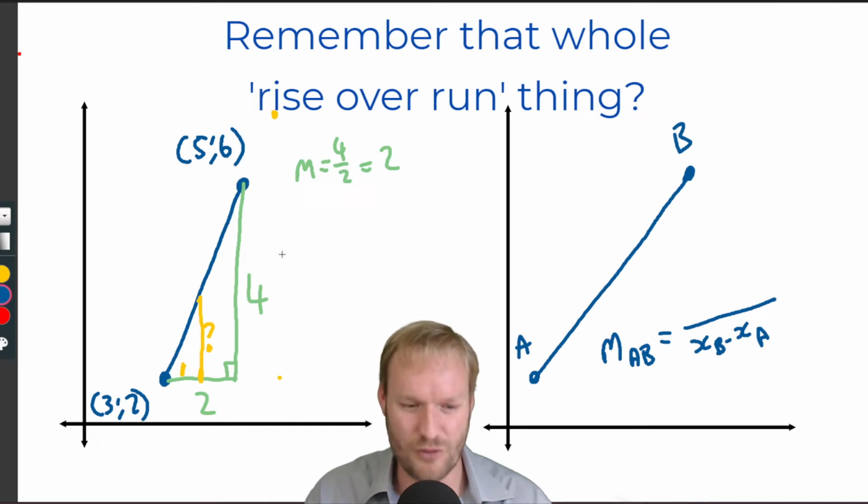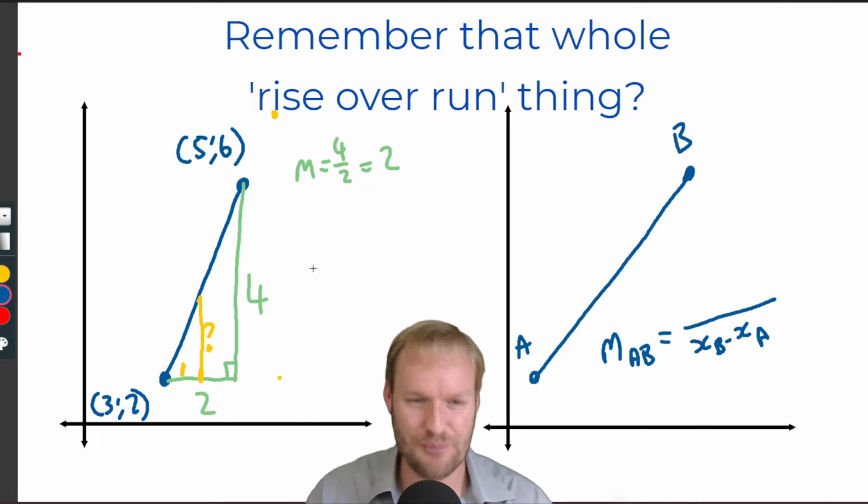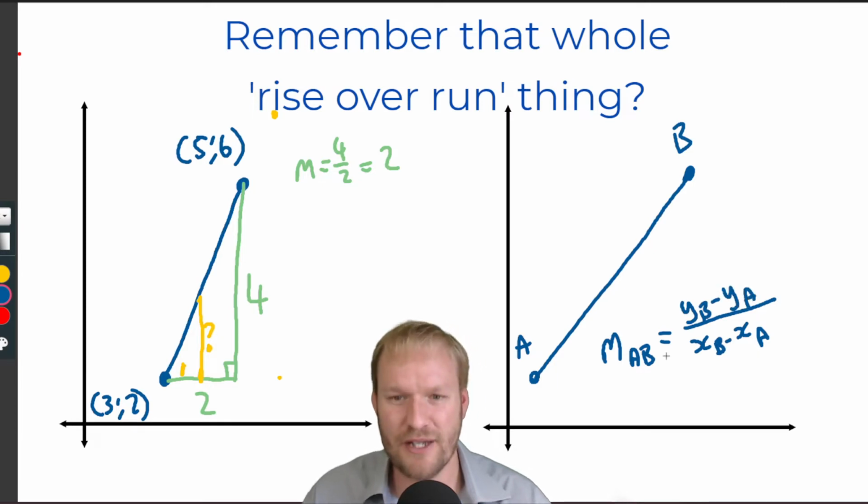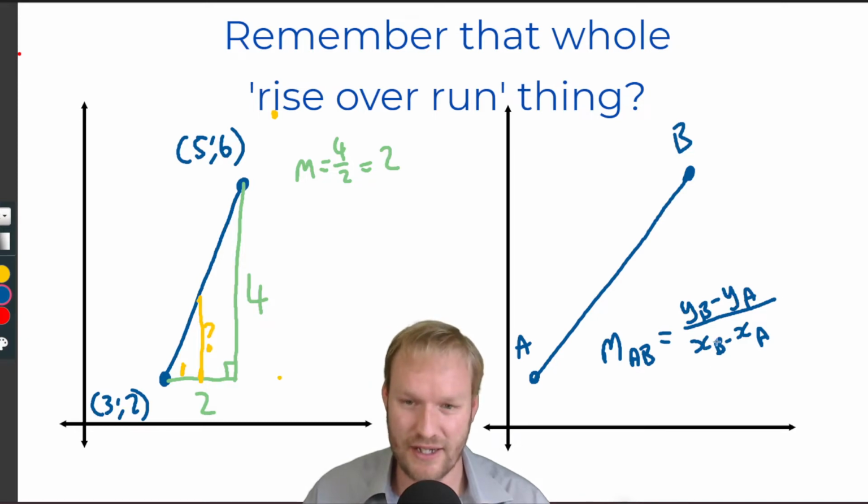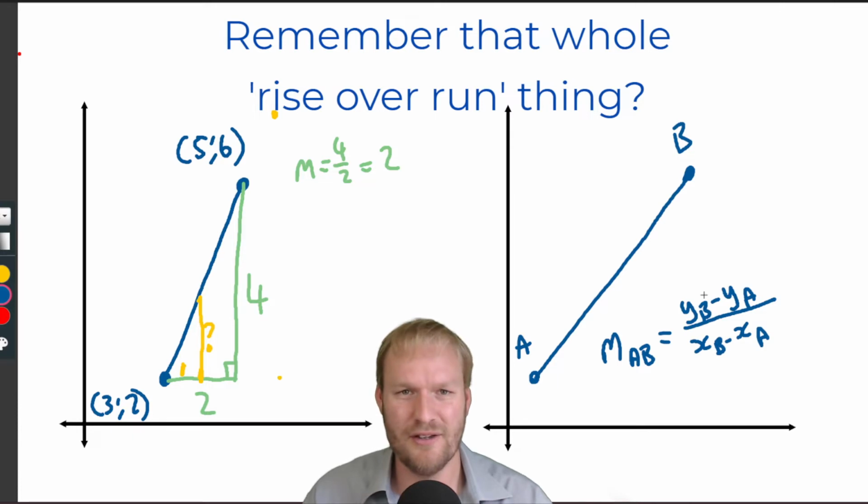And for the rise, we did a similar thing. From 2 up to 6 is 4, because 6 minus 2. So yb minus ya. Now, it doesn't matter if you went ya minus yb, as long as in the denominator you had xa minus xb. And I'll leave it to you to see how they work out the same regardless of which way you did it, as long as you're consistent.